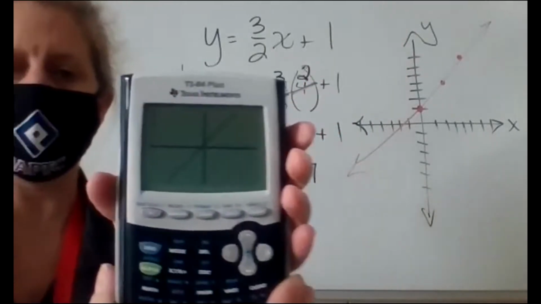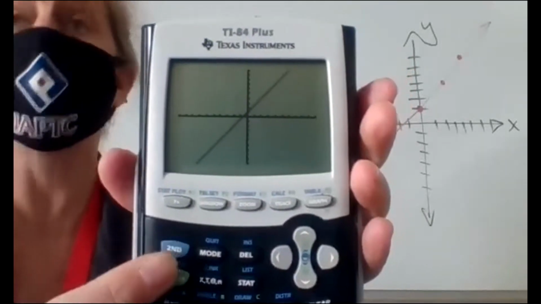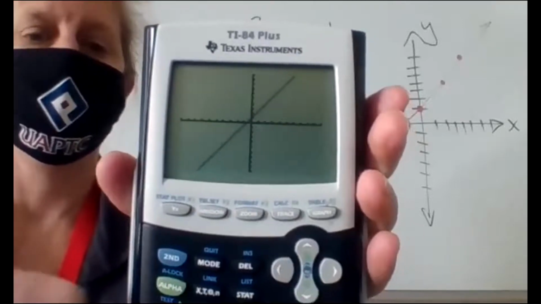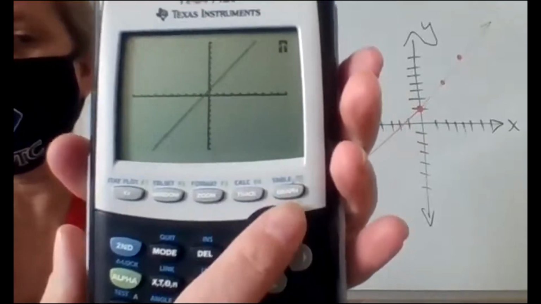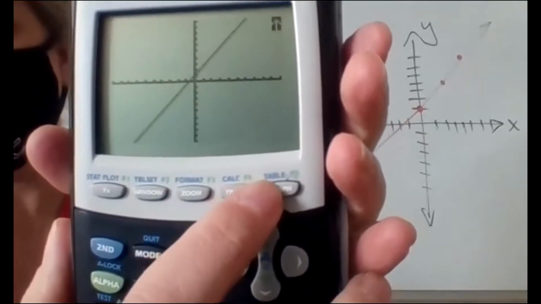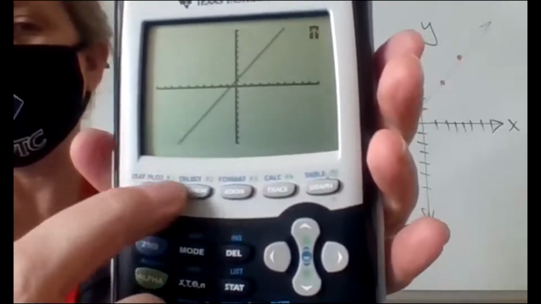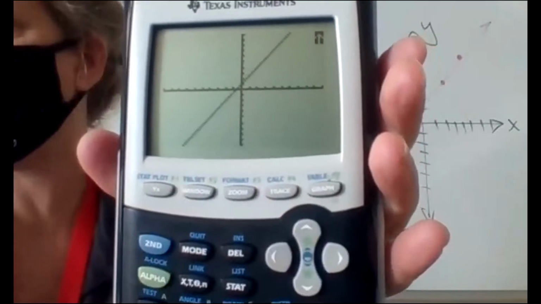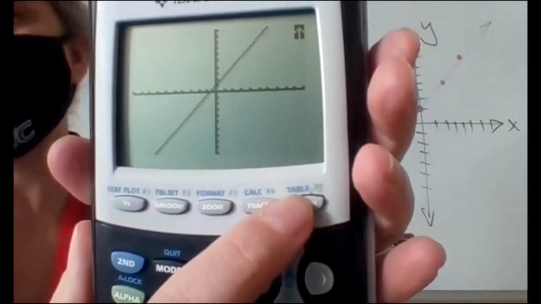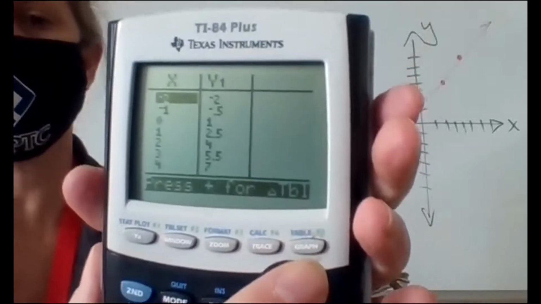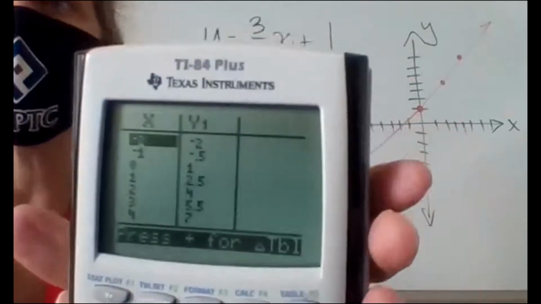So what you're going to do to get that table is hit your second button. Usually it's blue or green, or no, not green, that's probably alpha. Hit your second button, and then look at this graph button, what the blue function is, because that's what the second button does on your calculator. It gets you to all these blue functions. The blue function of that is table. So I hit second, table. Look what it gave me.